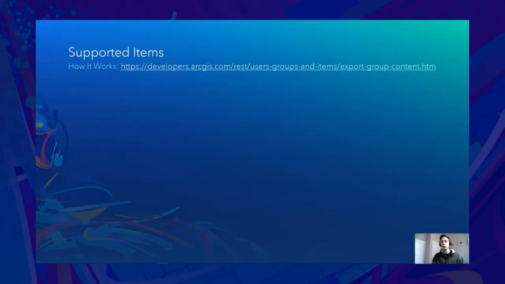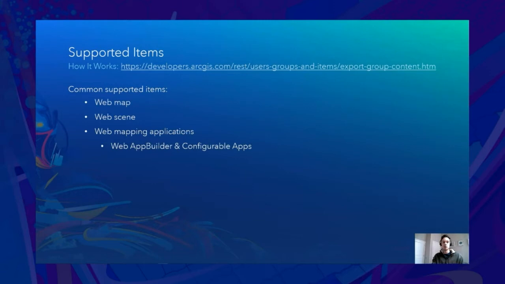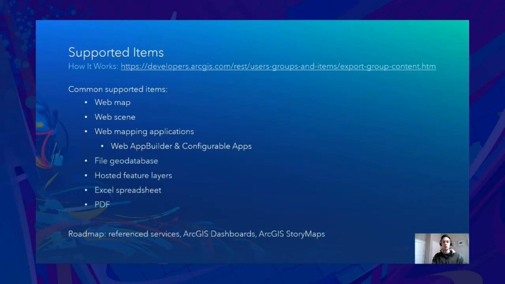Now, there are currently over 60 supported items, including web maps, web scenes, and web mapping applications, including Web AppBuilder and configurable apps, as well as support for file geodatabases and other documents, and hosted feature services. And the roadmap includes reference services, support for ArcGIS Dashboards, as well as ArcGIS StoryMaps.